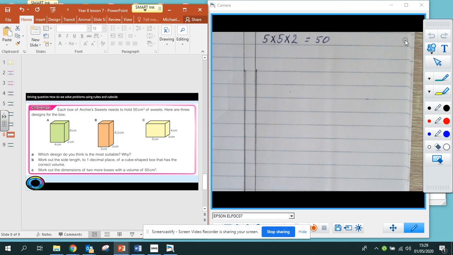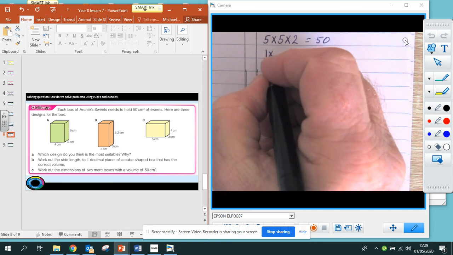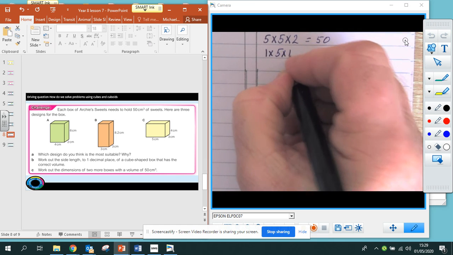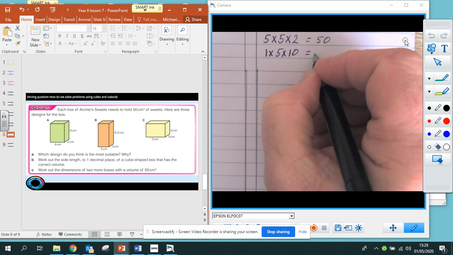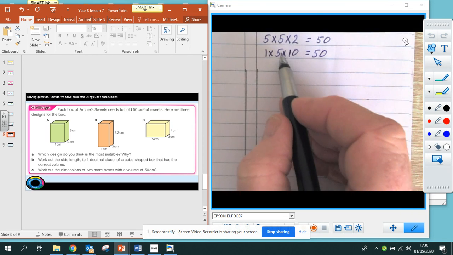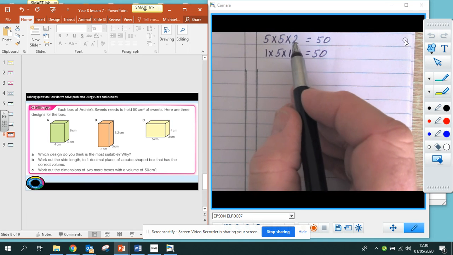Another way I could do it is by thinking to myself, right, okay, let's set one of those dimensions at 1. So if one of my dimensions is at 1, the height of the box is 1, I've got to do 1 times 2 numbers that make 50. Well, 2 numbers that make 50 is 5 times 10. So that would also equal 50. There are other ways of doing it as well, but you are going to need to use decimal numbers, because these are all prime numbers.